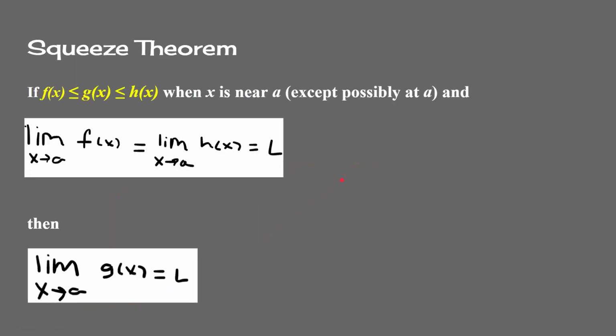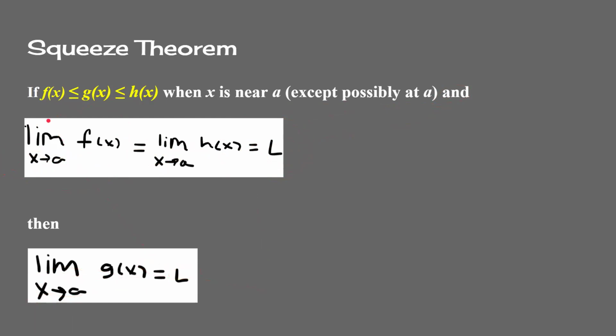Now, the actual squeeze theorem states this. If f of x is less than or equal to g of x, which is less than or equal to h of x, when x is near a, except possibly at a, like I said, we have to say that just in case, and that has to be true, and the limit of f of x as x approaches a equals the limit of h of x as x approaches a, and they both equal the same thing, which is any number L, then the limit of g of x as x approaches a must also equal L.